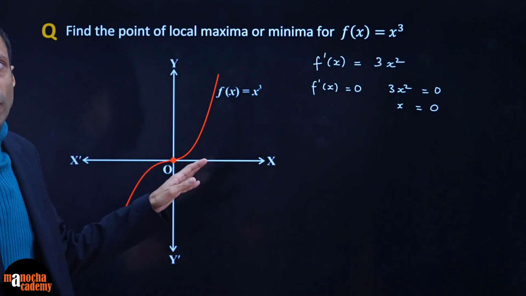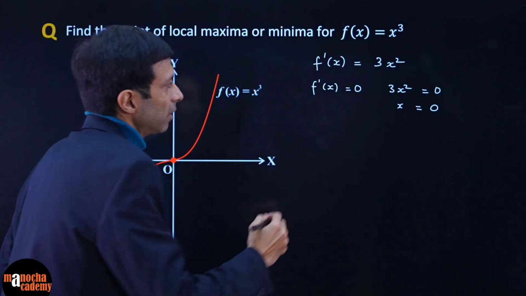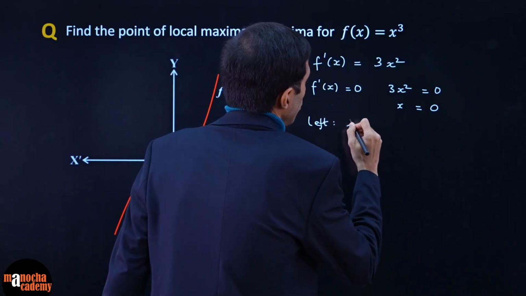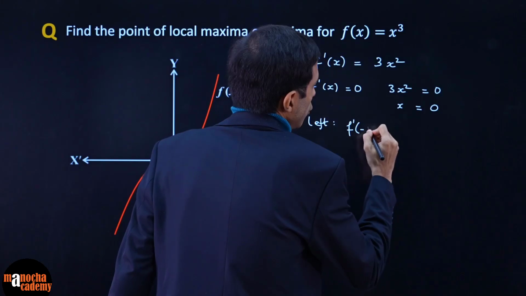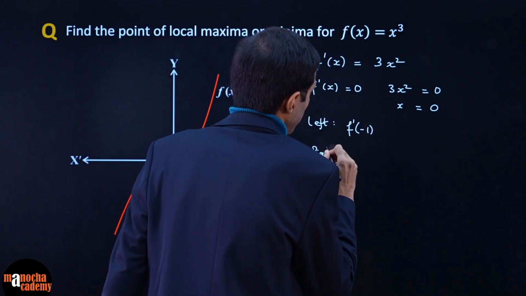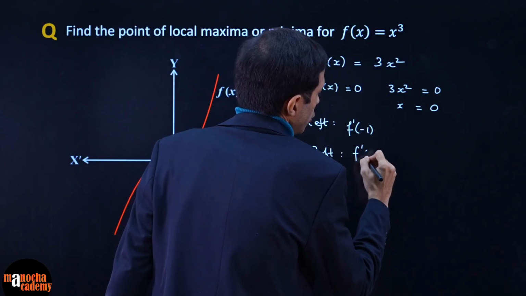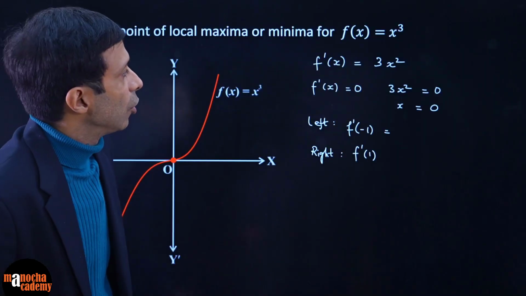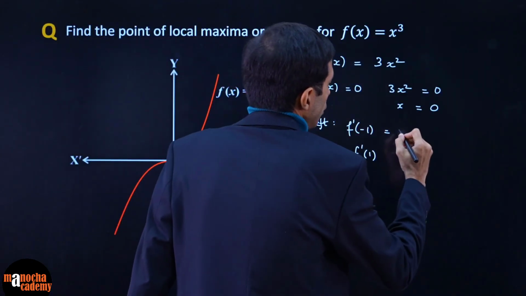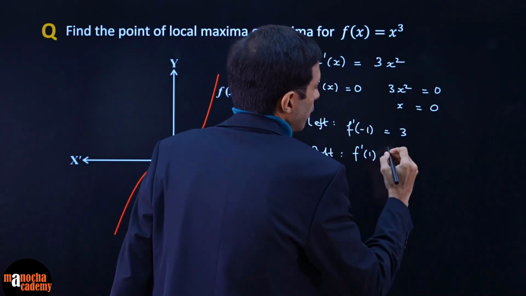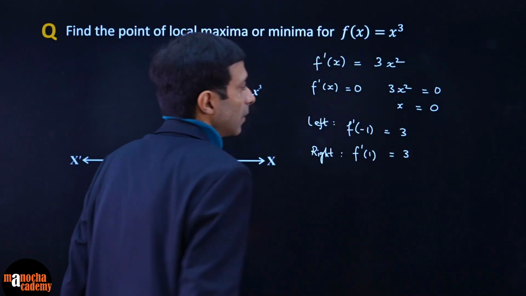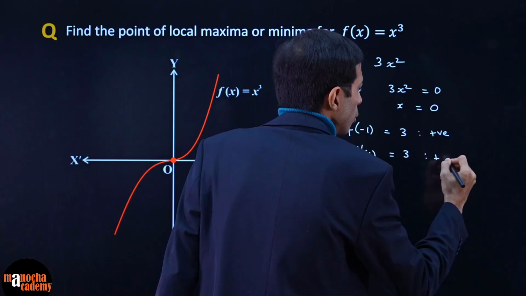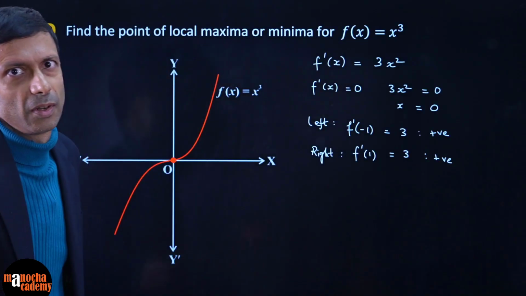Now at that critical point, what did we say? Test to the left of it and to the right of it. For the left test, let's take f dash of minus 1, and to the right of 0, f dash of 1. Calculate it for me. f dash of minus 1, where 3x square is the function, so 3 times 1 square gives you 3. And f dash of 1, if you put it over here, again you get 3. Both are positive, and you can try smaller values also, you will get both sides positive.